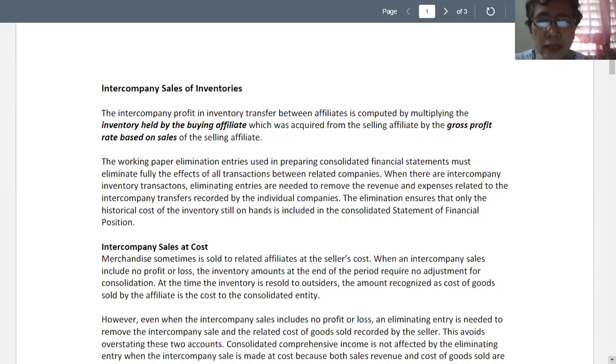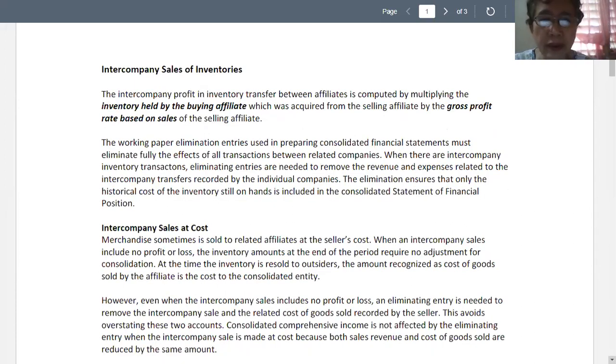However, even when the intercompany sale includes no profit or loss, an eliminating entry is needed to remove the intercompany sale and the related cost of goods sold recorded by the seller. This avoids overstating these two accounts. Consolidated comprehensive income is not affected by the eliminating entry when the intercompany sale is made at cost because both sales revenue and cost of goods sold are reduced by the same amount.